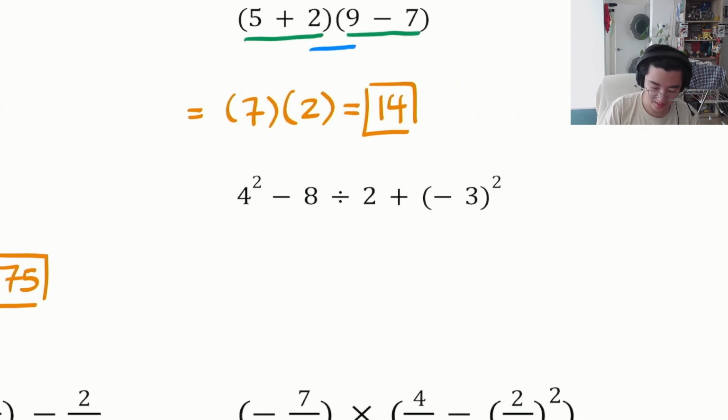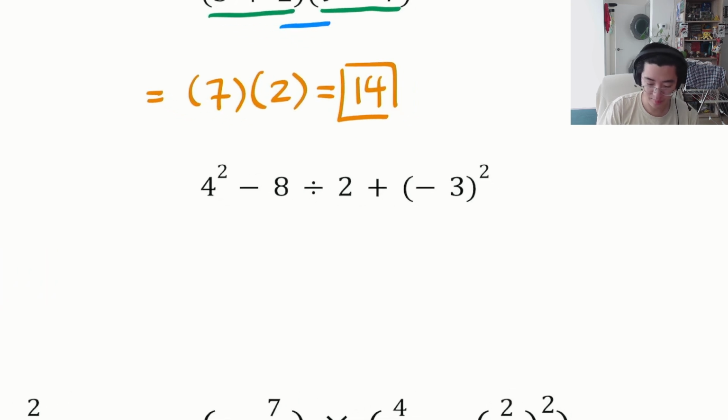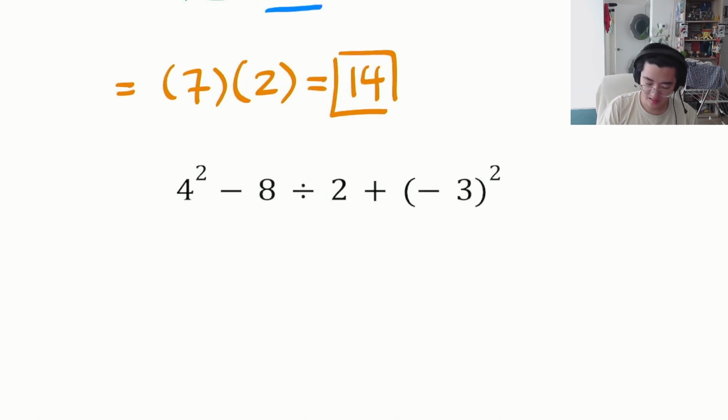Okay, a few more steps here. So, of course, we do the brackets first. But in this case, the whole point of a bracket here is to indicate that this negative 3 is included in the exponent. And then we do the exponents, and then division, and then we can do everything else.